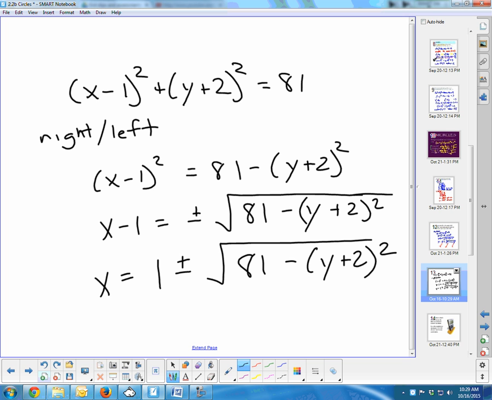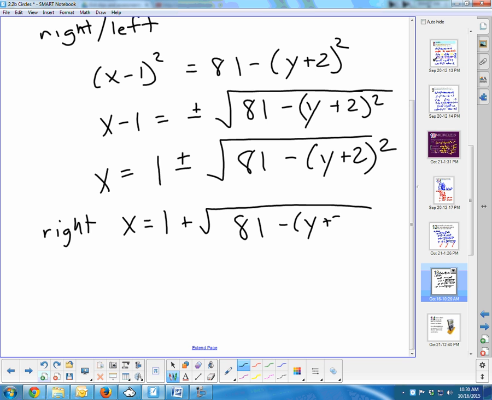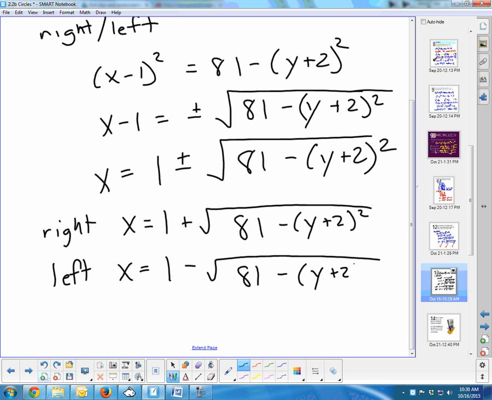If I leave it as this, the equation I have right now is for both the left half and the right half. Remember, though, that if I want to separate them out individually, the right half is going to have the larger x coordinates, so that gets the positive square root. And the left half is going to have the minus the square root, because it has the smaller x coordinates.